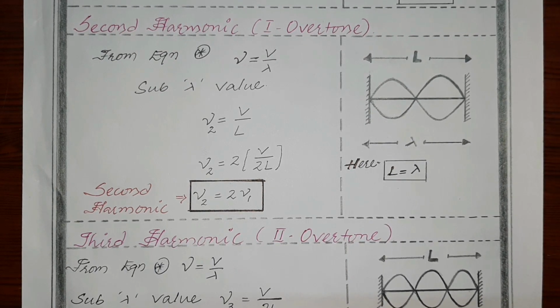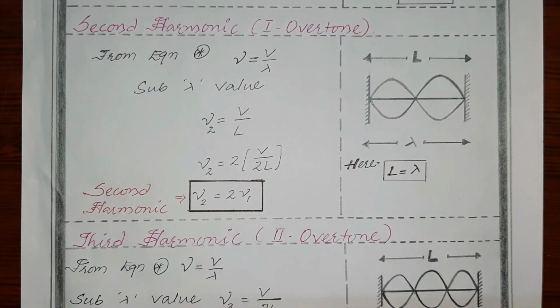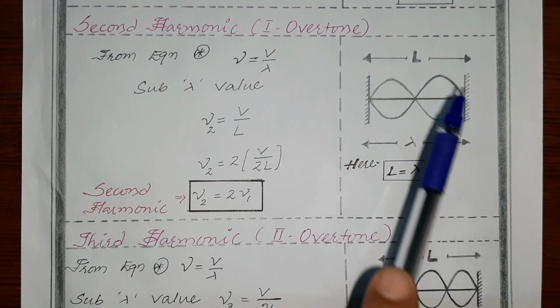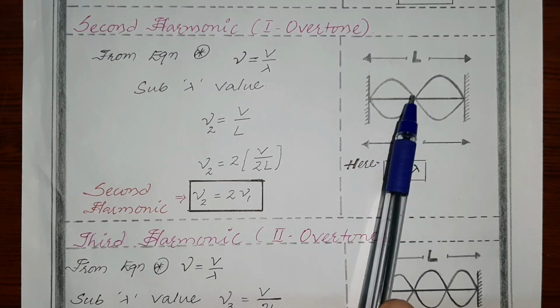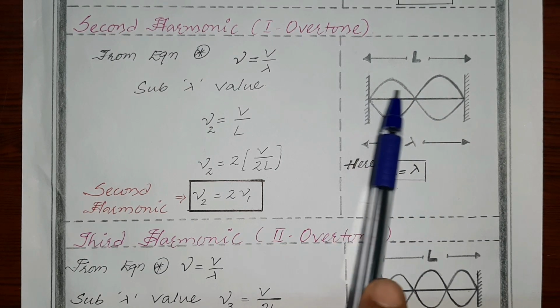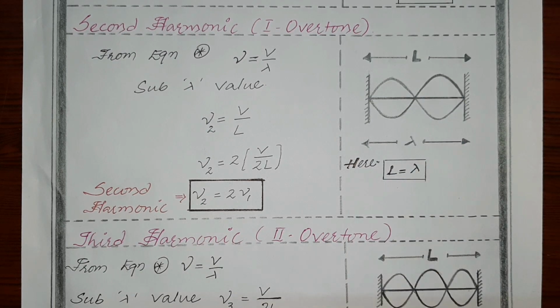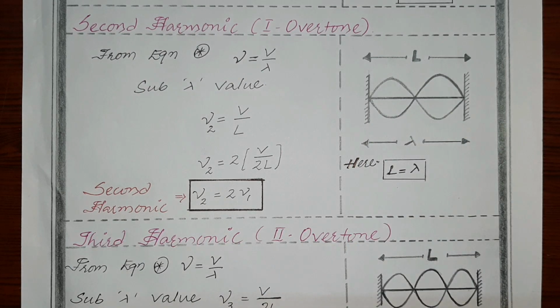In second harmonic, I have taken the string with same length L. Now if I make the disturbance at the midpoint, the progressive wave starts traveling towards the rigid supports, they get reflected and they form stationary waves. In this case, instead of one loop, two loops are formed with three nodes, such that first node is formed here, the second is here and the third is here, and two antinodes are formed. One is here and the another is here.